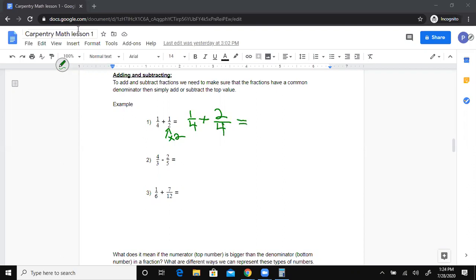All of this, once we have common denominators, becomes very easy. So bottom number is common, it stays the same. We do not change it. Once we have a common denominator for addition and subtraction, it will not change for the rest of our equation. And 1 plus 2 on the top, we just add them like normal. 1 plus 2 is equal to 3. 3/4 is our final answer for this question.